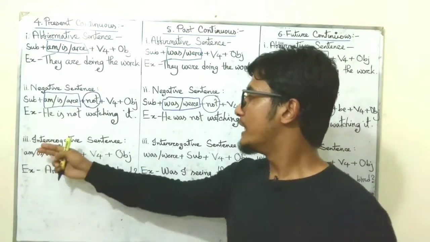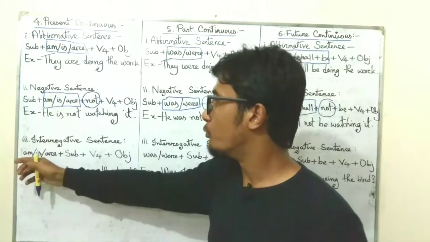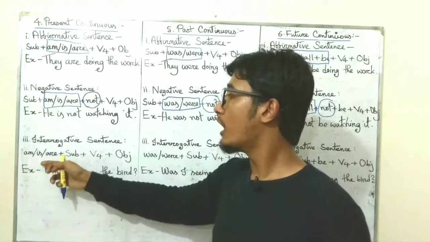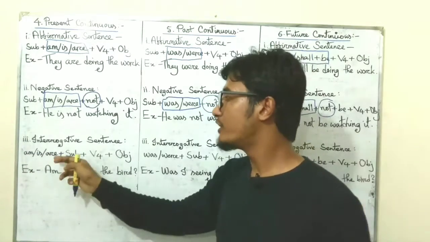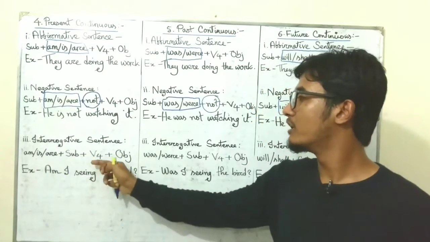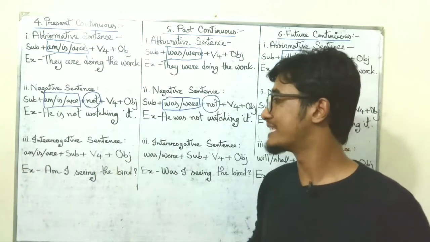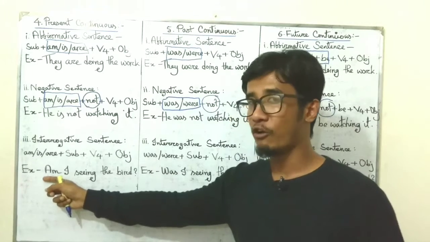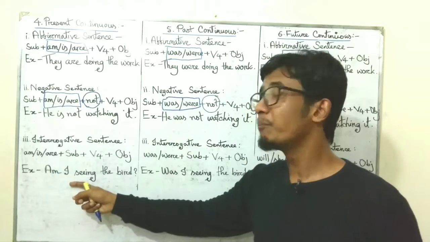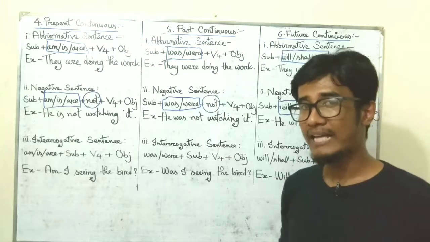And finally, interrogative sentences of present continuous. First of all, we use auxiliary verbs, either am, or, is, or, are. After the auxiliary verbs, we put the subject, and immediately after the subject, V4, verb plus ing, and finally an object. So let's see the example. First of all, an auxiliary verb, am, subject, I. Am I, verb plus ing, seeing. Am I seeing the bird?